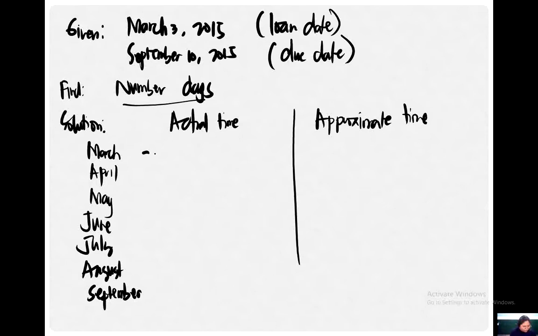Okay, so let's list down the actual number of days in a year. For March, we have 31. April, we have 30. May, 31. June, 30. July, 31. August, 31. And September, 30. So the loan date is March 3, so we have to subtract 3. 31 minus 3 is 28. So let's just copy the rest until August.